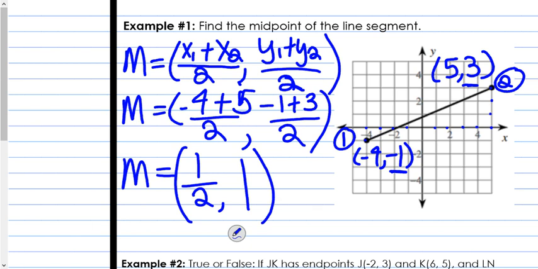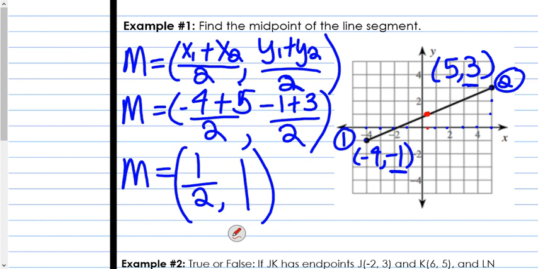You can look at your graph and see, does that make sense? So 1/2 on the x-axis would be right about there, and then 1 on the y-axis. So 1/2, 1 puts the point right about there. That looks like it's halfway, so it looks like I did a good job. When I first did this problem, I made a mistake, and I was able to see it because I tried to graph it, and it was nowhere on the line. So plotting the point afterwards will help you determine, hey, did I do this right? Did I make a mistake?